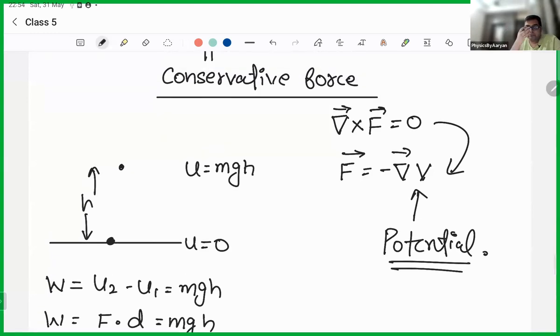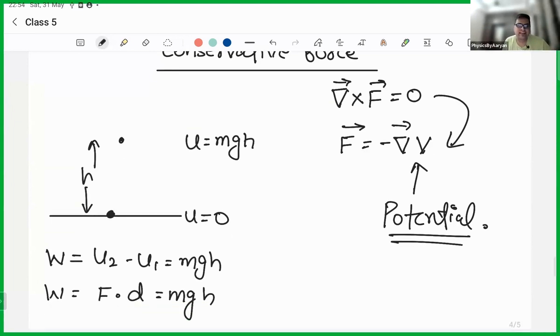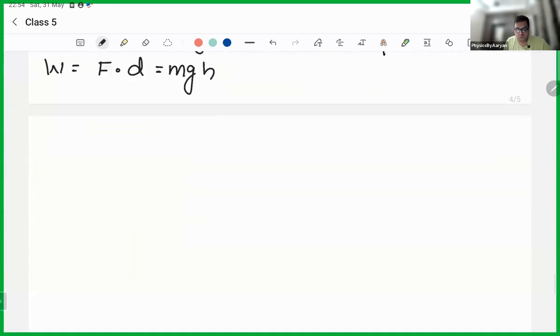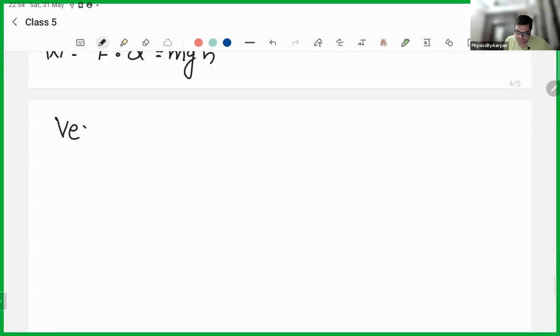And we studied yesterday that magnetic force is not a conservative force. That is why we cannot write magnetic force as some sort of gradient of potential. That is why we do not define scalar potential in case of magnetism, but we do define vector potential. Vector potential, which is A vector.